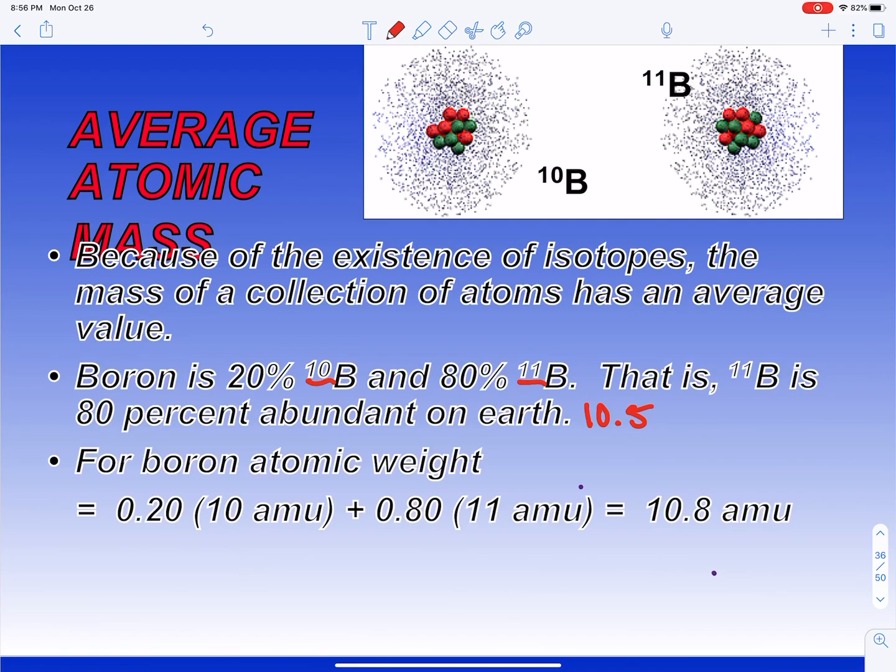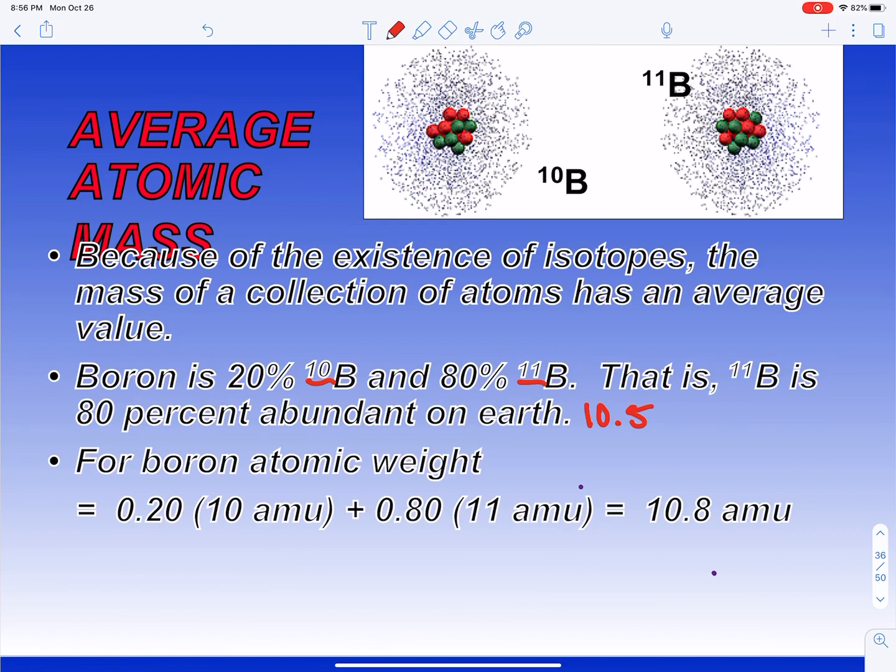Well, it's different for isotopes. We don't have equal amounts of the different isotopes in the Earth. We have a percent abundance amount. So if you look here, boron is 20% boron 10 and 80% boron 11. What that means is boron 11 is going to have a greater impact on the average atomic mass than boron 10. Boron 10 is still going to have an impact, but not as big as boron 11.